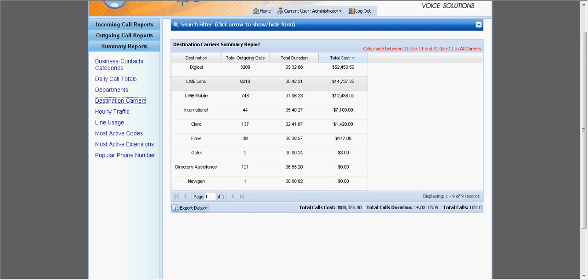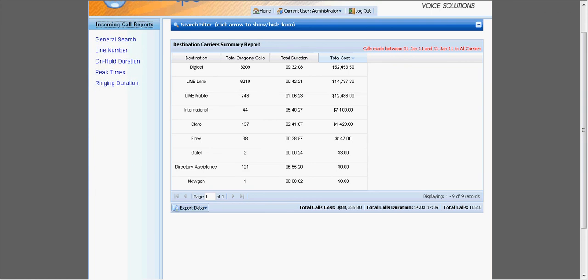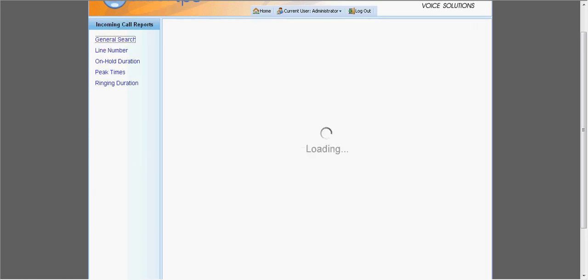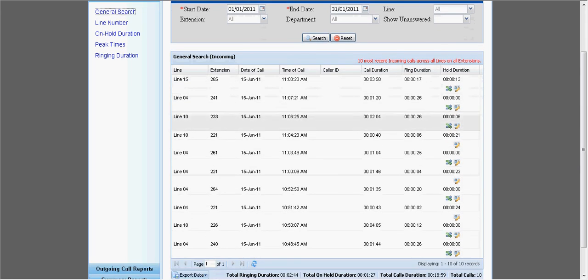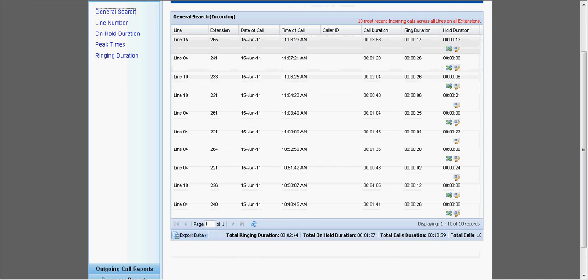In addition to the destination carriers found in the summary reports, you can also look at the incoming call activity for your business. This particular general search will show you, if the PBX reports that information, the call duration as well as the ring duration for the calls that are coming in, and you can answer the question of how long your telephones are ringing before they're being answered. This can also help you to measure your customer service and the efficiency of your business in terms of how the calls are answered or processed.